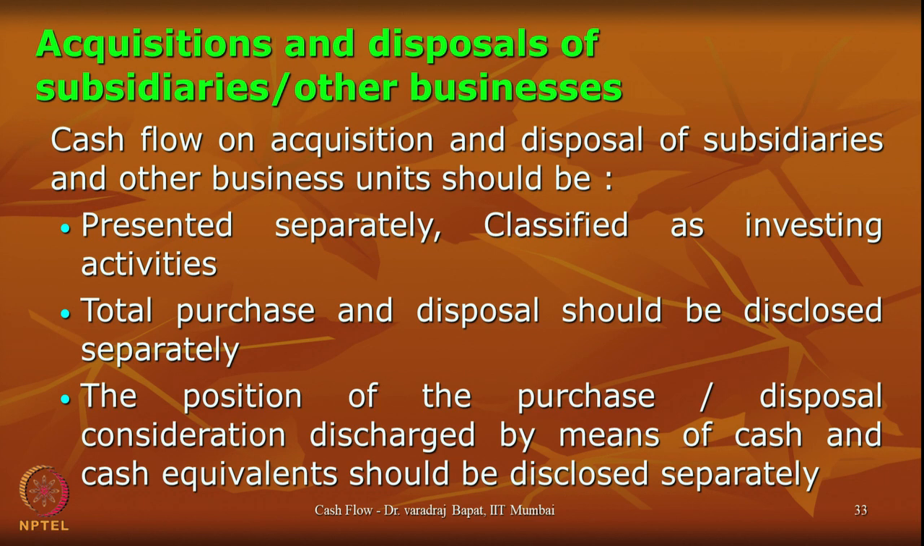Now the next one is a case about acquisition and disposal of various businesses. Suppose we acquire another company and make payment for it, then it is considered an investing activity, but within investing activity it will be shown separately, and the total amount which is purchased or disposed will be separately shown under the respective activity. Now if the payment is made by means of cash and cash equivalents, that should be separately shown.